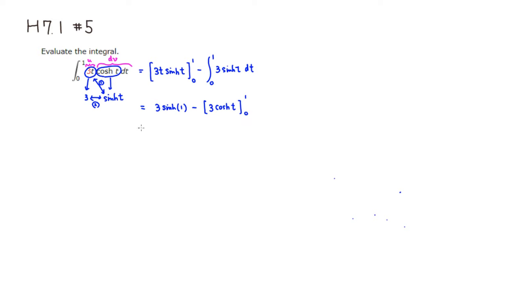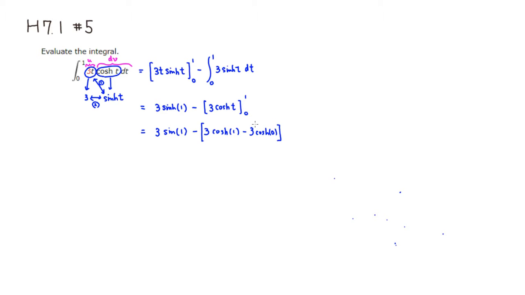So this is going to be equal to 3 hyperbolic sine of 1 minus 3 times hyperbolic cosine of 1, and a minus, actually I probably have to put a bracket and plug in 3 hyperbolic cosine of 0.